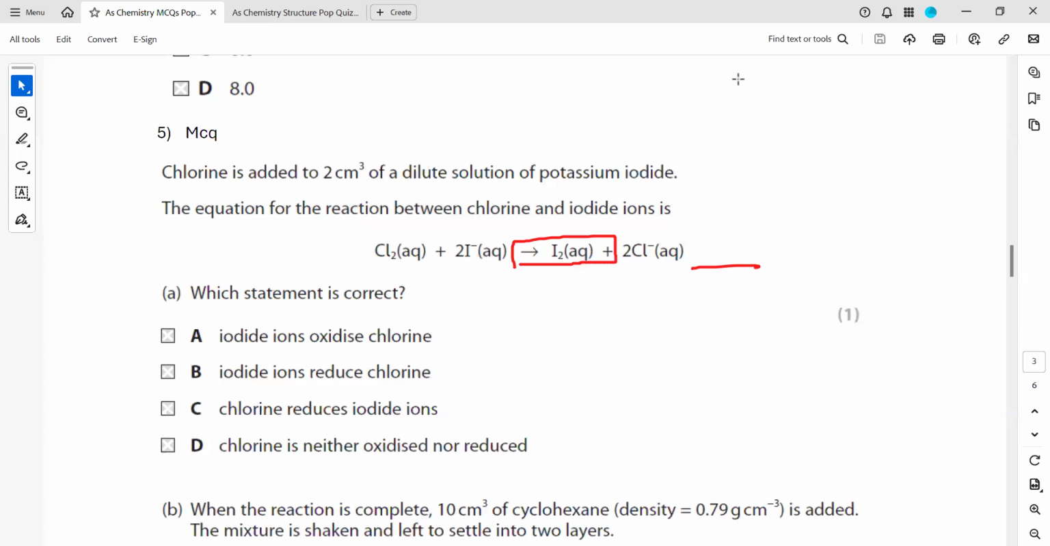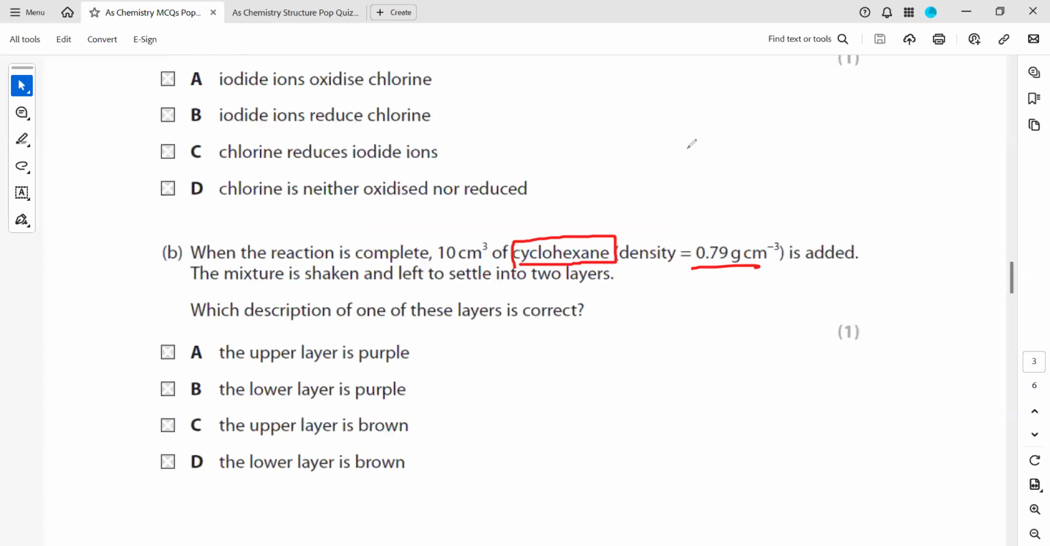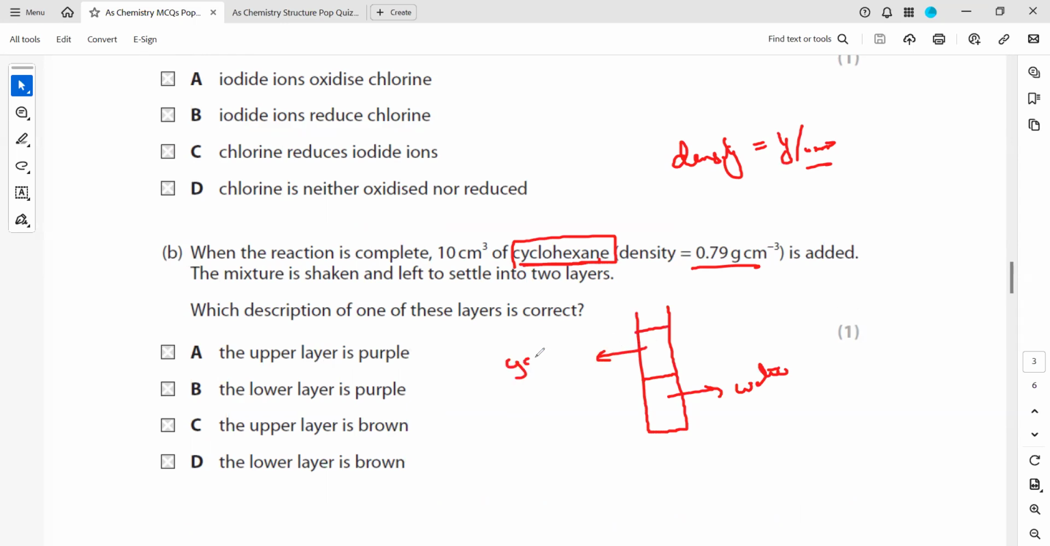So when you mix the two solutions, what is the density of the water? The density of the water is 1 gram per cm³. So if I mix cyclohexane with water, because the density of the water is higher, water will be at the bottom, and the cyclohexane will be at the top because of its low density. And because they have a great difference in density, the two solvents will not mix with each other.